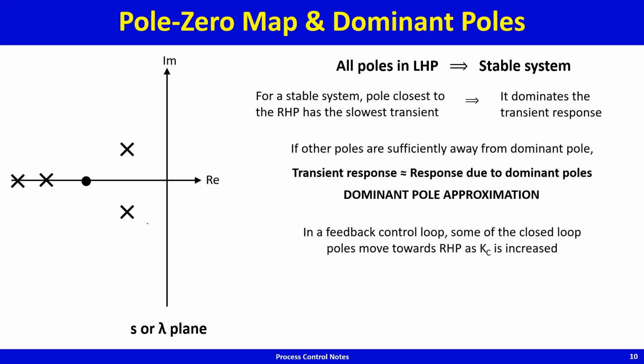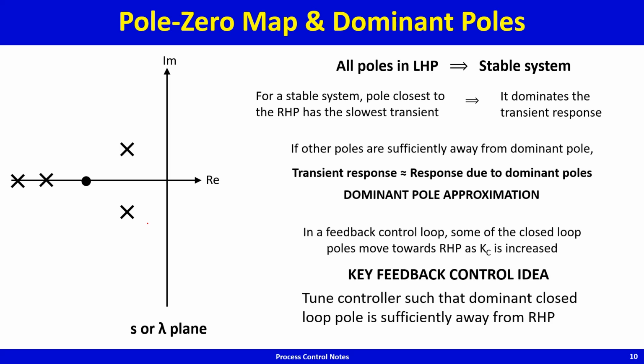So in a feedback control loop, some of the closed loop poles move towards the right half plane as Kc is increased, and so the key control idea is to tune the controller such that the dominant closed loop pole, what do you mean by the dominant closed loop pole? The pole of the closed loop system that is closest to the right half plane, is sufficiently away from the right half plane. And how is this done in practice?